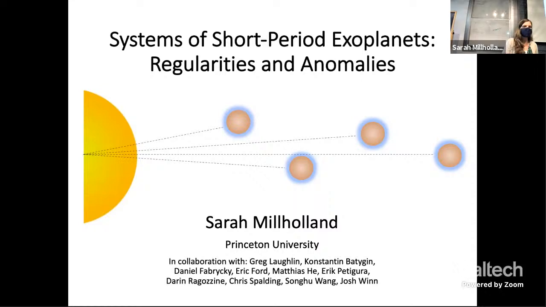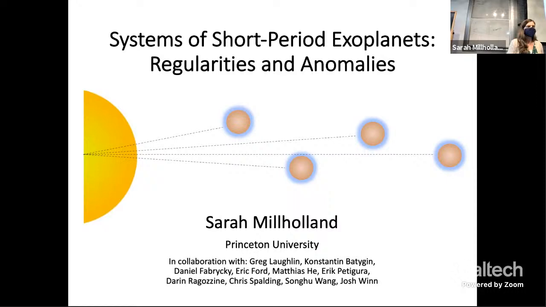which is broadly speaking motivated by the goal of understanding the demographics and the diversity of extrasolar planetary systems. So in this talk, I want to focus on the ubiquitous class of short period exoplanets. And I want to highlight a number of interesting regularities and anomalies that we see within the arrangements of their orbital systems. And so the goal is really to understand and explain these regularities and anomalies using tools like orbital dynamics and theory.